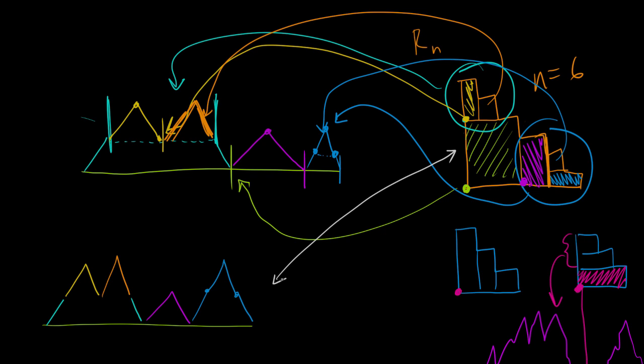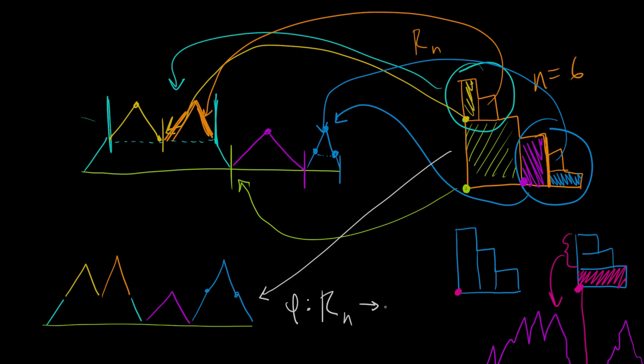So the question is, which way did we do? We did this way. We started with the rectangle tiling, and we got an up and down mountain range. So that is a function phi that goes from rectangle tilings of n tilings to mountain ranges with n up and n down steps. So can we reverse the arrow? Can we start from mountain ranges and go to rectangle tilings? That's the question.